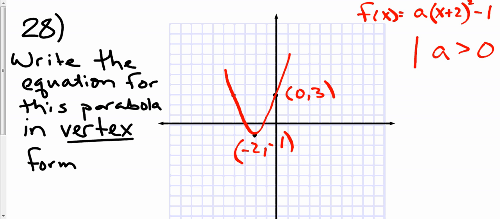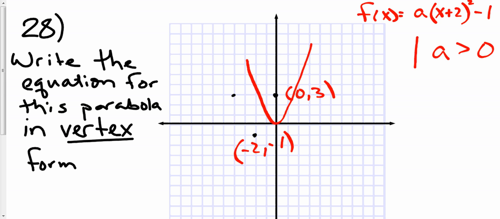Okay? Now, I want to undo these transformations. What are my transformations that I know? I went left 2 and down 1. So I want to go right 2 and up 1. Okay, so let's take this guy and go right 2 and up 1. Okay?